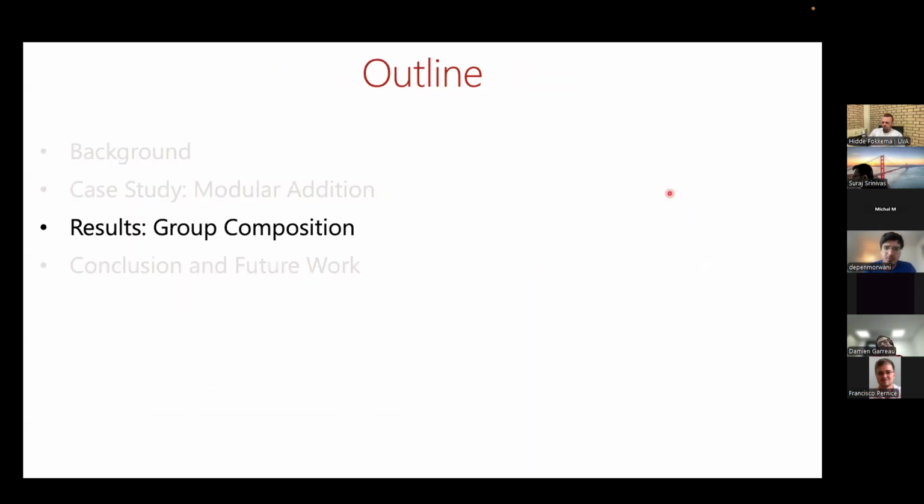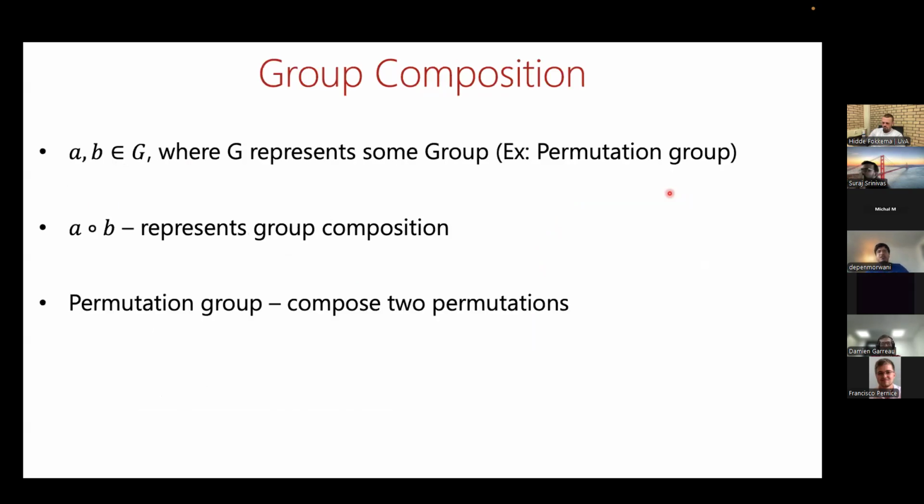Okay. In that case, I'll move forward. So let's cover the results for the group composition task as well. The group composition task is basically: let's say we consider some group G, and we consider two elements A, B belonging to the group. We can consider a permutation group as well. And what we really want the neural network to learn is composing A and B. In the case of a permutation group, we want it to learn how to compose two permutations, and the result is a third permutation, which we want the neural net to learn.